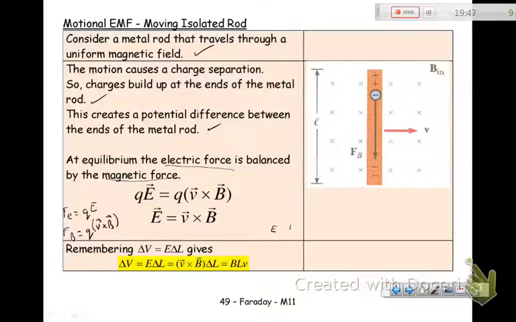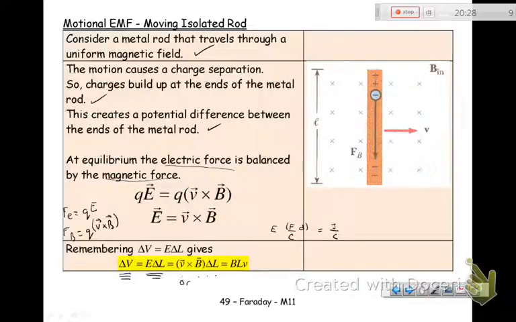My electric field is my force per coulomb, and my voltage is my joules per coulomb. And how can I go from force per coulomb to joules per coulomb? Oh yeah, I multiply by a distance, because force times distance is work done, which is joules. So that makes sense. Even if I don't remember it, I could finagle it out. So my potential difference is equal to E times delta L, which equals V cross B delta L.